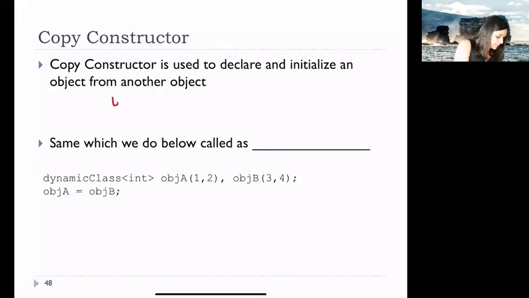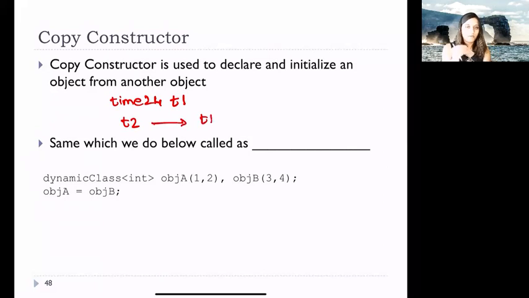Let's say you have an object t1 of the time24 class, and you want to declare and initialize object t2 from object t1. So object t2 is again of class time24, and it stores whatever object t1 is storing. If you want to do that, you can use a copy constructor to do this operation.